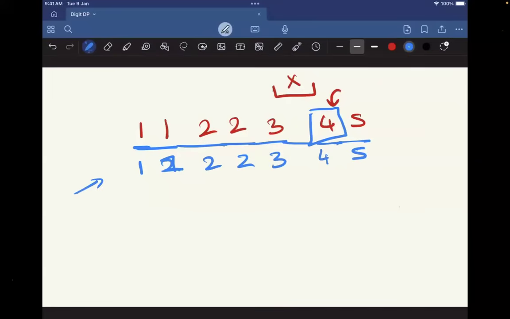Okay. Now, my task is to find the rightmost number such that it is smaller than X. Let's say X is 5. What is the rightmost number such that the number is smaller than 5? It is 4. Now, how can we find this number, guys?